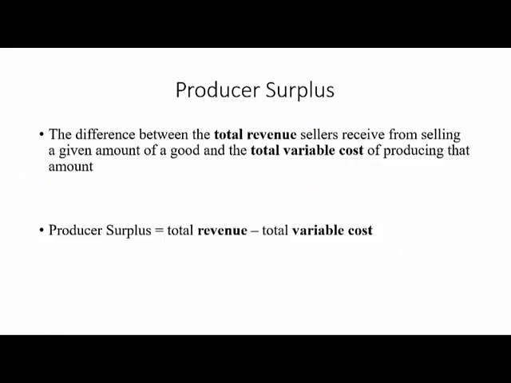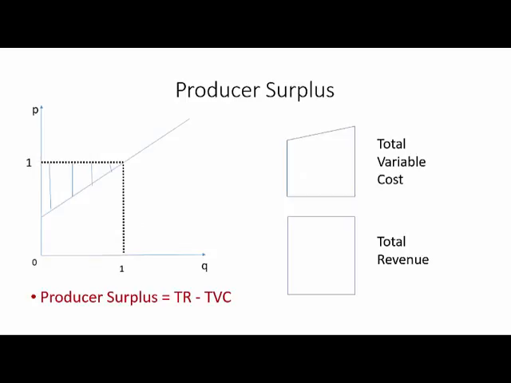Producer surplus is the difference between the total value gained by a producer and the total variable cost of producing that good. As indicated in the graph, the area under the supply curve between 0 and 1 is the total variable cost of producing 1 unit of the good, and the rectangle indicates the total revenue to the sellers from selling 1 unit of the good at the price of $1. So the difference between total revenue and the total variable cost is the producer surplus. That is the shaded triangle in the graph.